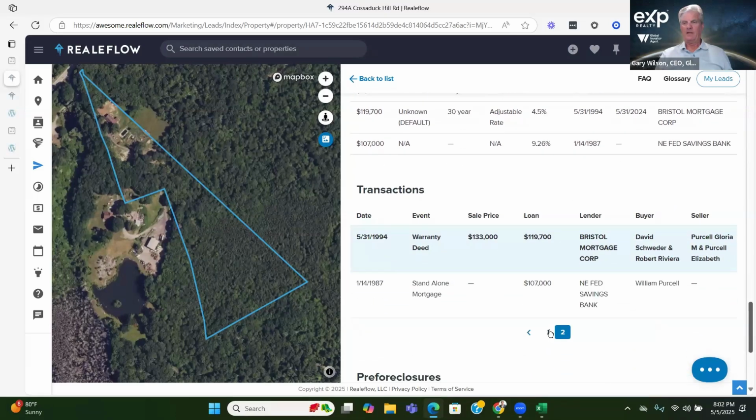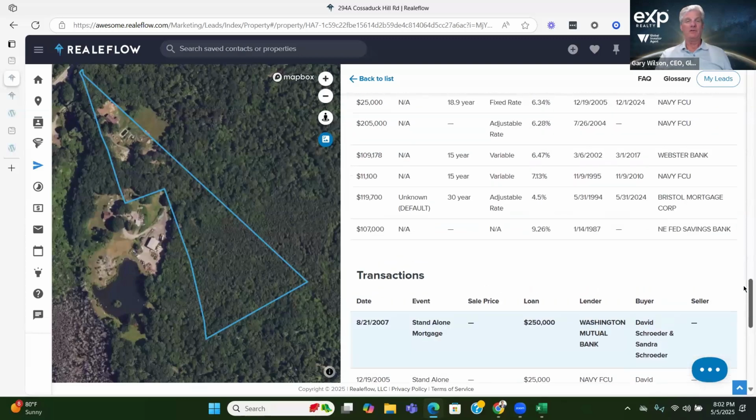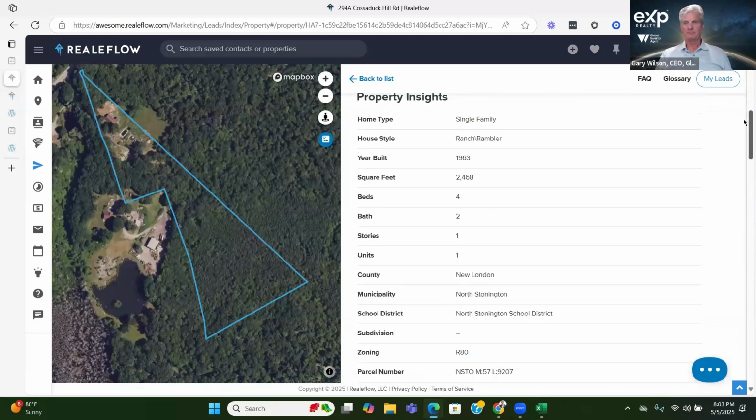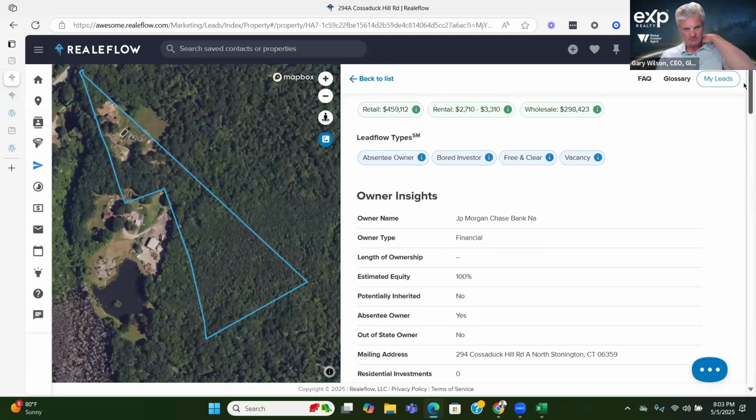Oops, sorry, I gotta go back. In any case, we get all this information, and all this information can be used in your conversation with this owner. Now, I'm pretty sure by now, JP Morgan has this thing listed. Actually, you know what?